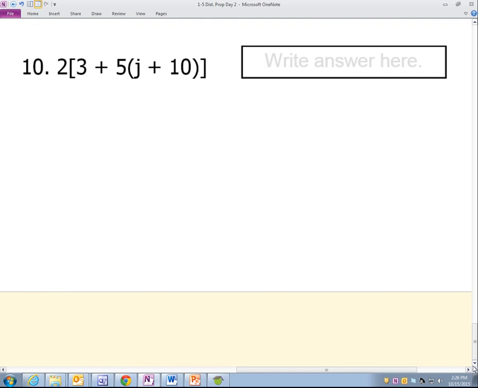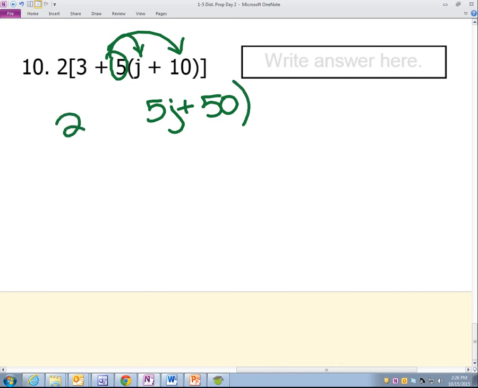I have to get rid of parentheses. So I have to distribute this 5 first. So I have 5J plus 50. And since that first round of parentheses is done, that bracket became parentheses because brackets are the second round of parentheses. So the first round's gone. Boom. Now I have a new first round.